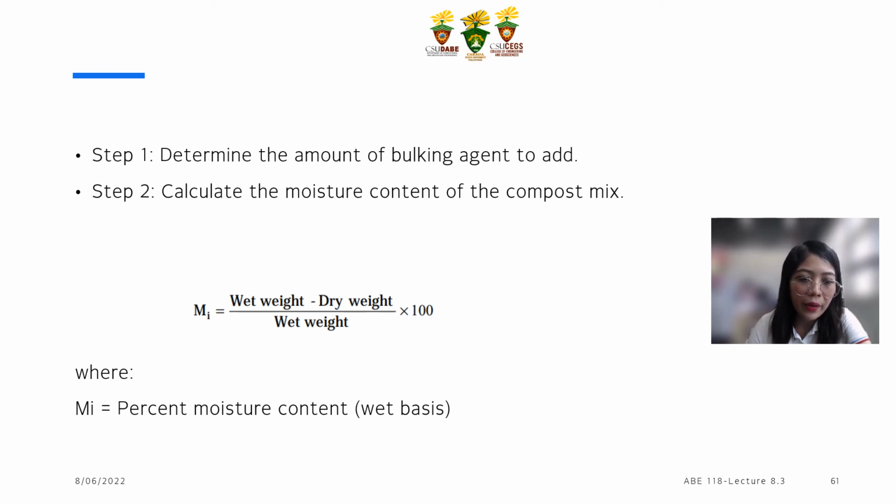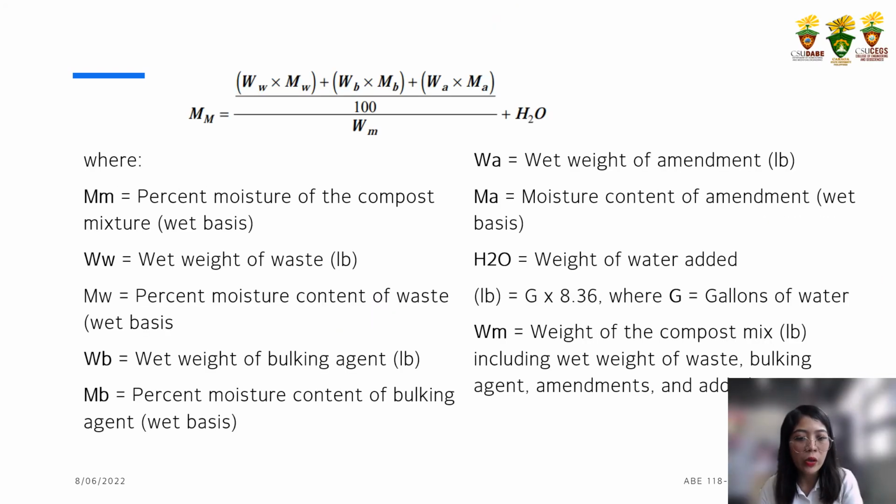So we have here the formula for the percent moisture content with wet basis, which we discussed in the previous topics. So we have also here the formula for the percent moisture of the compost mixture in wet basis. So what is the formula?